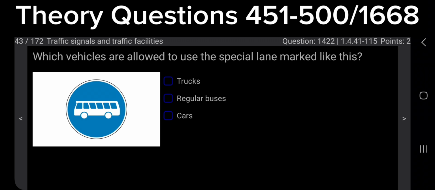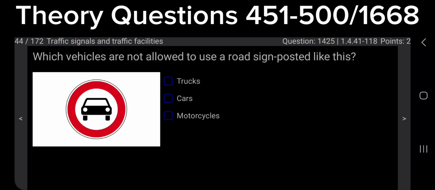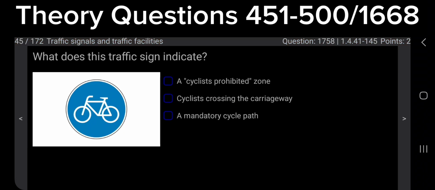Which vehicles are allowed to use the special lane marked like this? Trucks. Regular buses. Cars. Which vehicles are not allowed to use a road sign posted like this? Trucks. Cars. Motorcycles. Cars. A cyclist's prohibited zone. Cyclists crossing the carriageway. A mandatory cycle path.